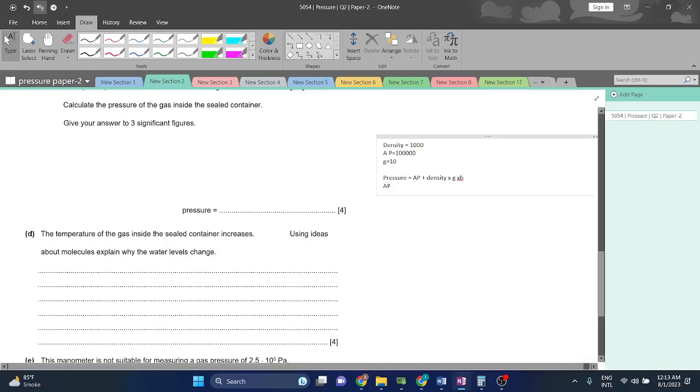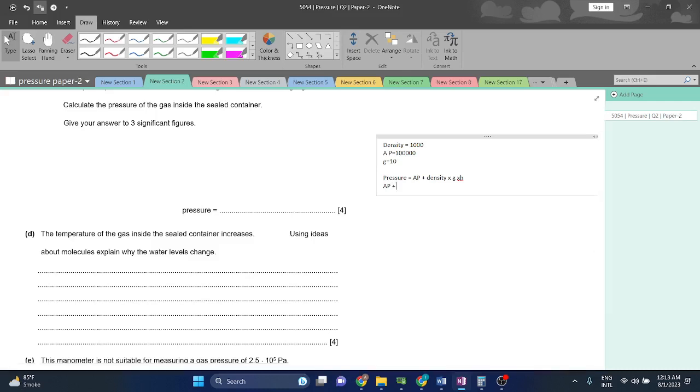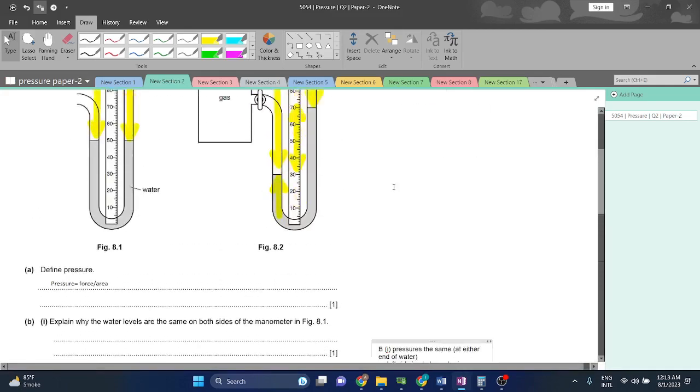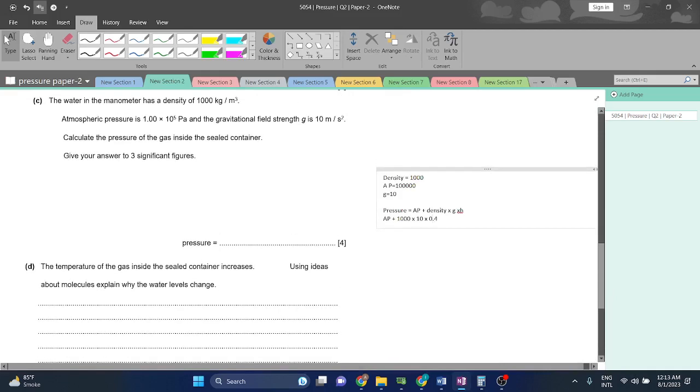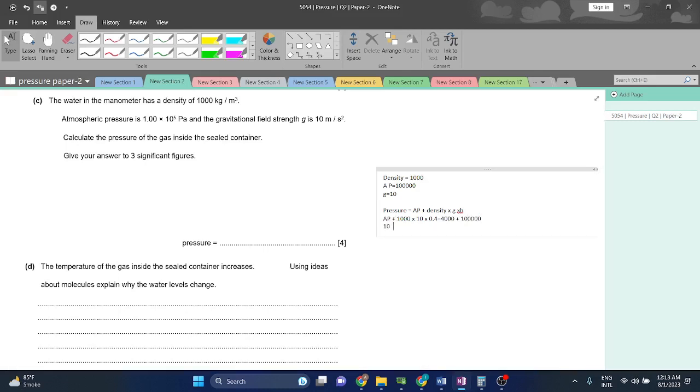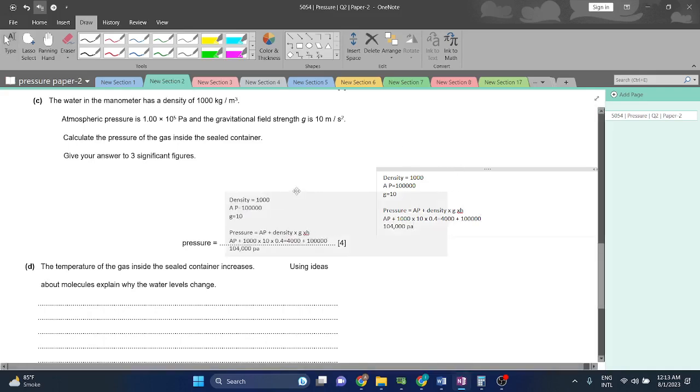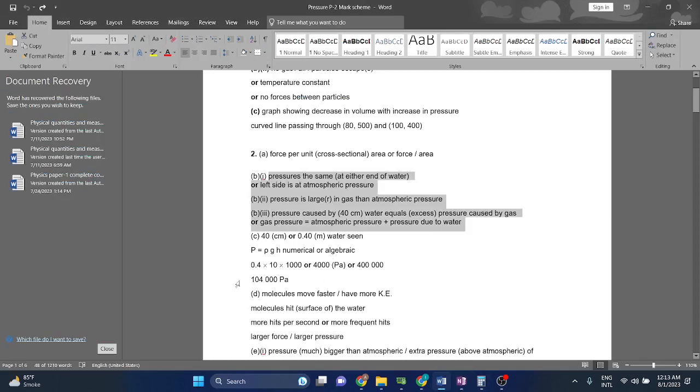The pressure is plus density which is 1000 into g which is 10 into h, which is 40 centimeters. 40 centimeters in meters is 0.4. That will give us an answer of 4,000 plus atmospheric pressure which is 100,000 additional pressure. So that will give us 104,000 pascals. So that would be the pressure. As I told you, you have to add the atmospheric pressure because that is a constant on either side.